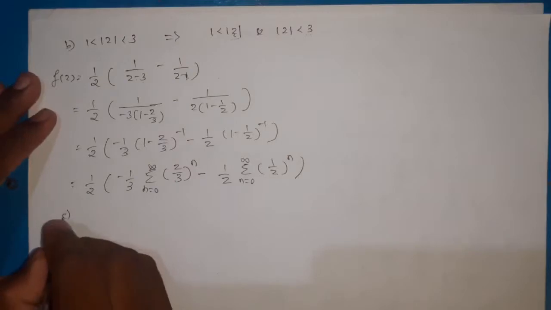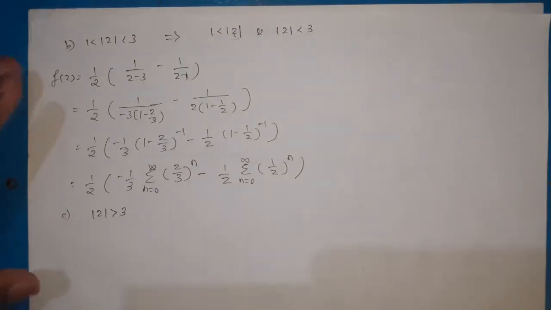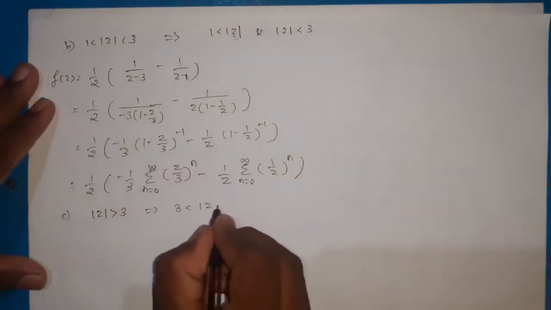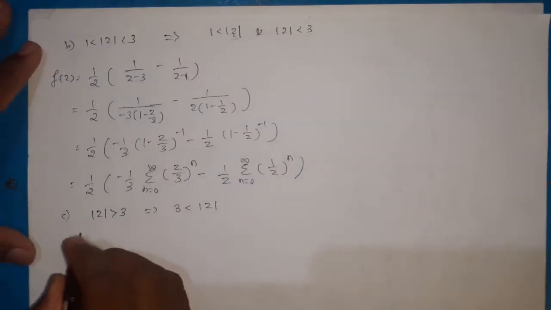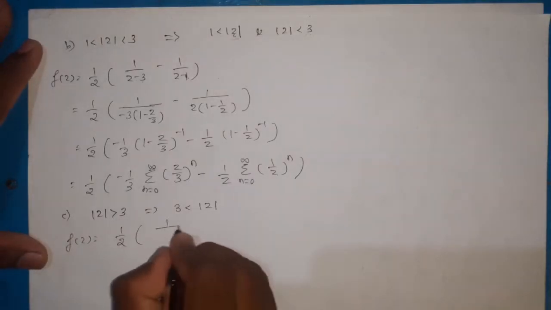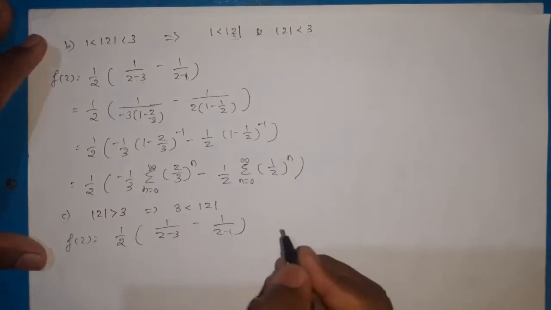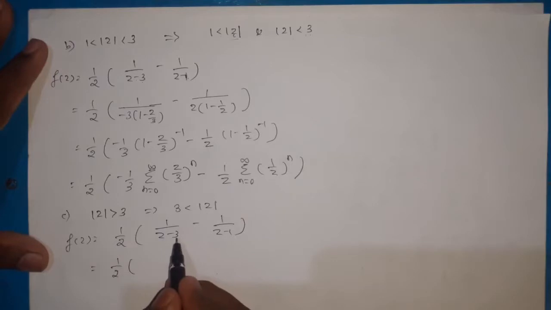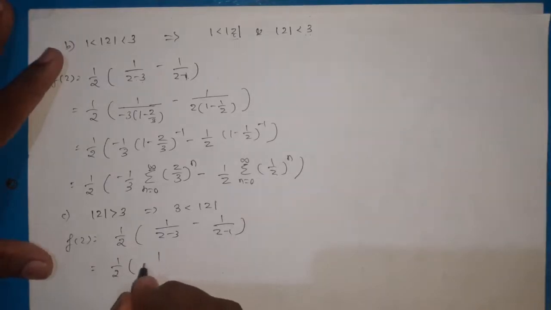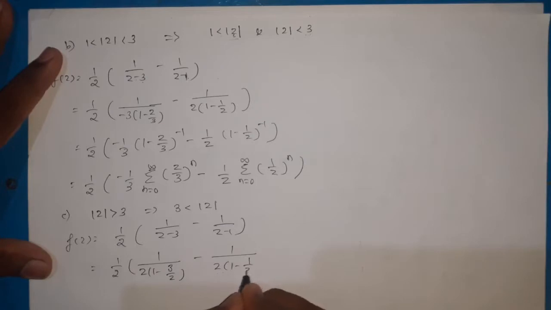Then the next region is mod z greater than 3. So here only one inequality is given, and mod z greater than 3. It implies that z should be taken outside, because it implies that 3 less than mod z, whichever is greater, that greater thing should be taken outside. So therefore here f of z equal to 1 by 2, 1 by z minus 3 minus 1 by z minus 1, it is equal to 1 by 2. Here z is greater, and here irrespective of the constant values we need to take that z outside. So 1 divided by z into 1 minus 3 by z minus 1 by z into 1 minus 1 by z.